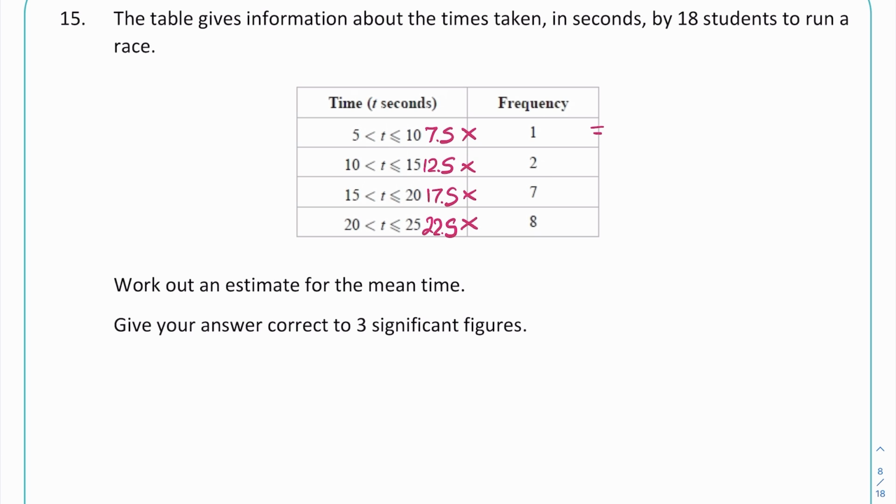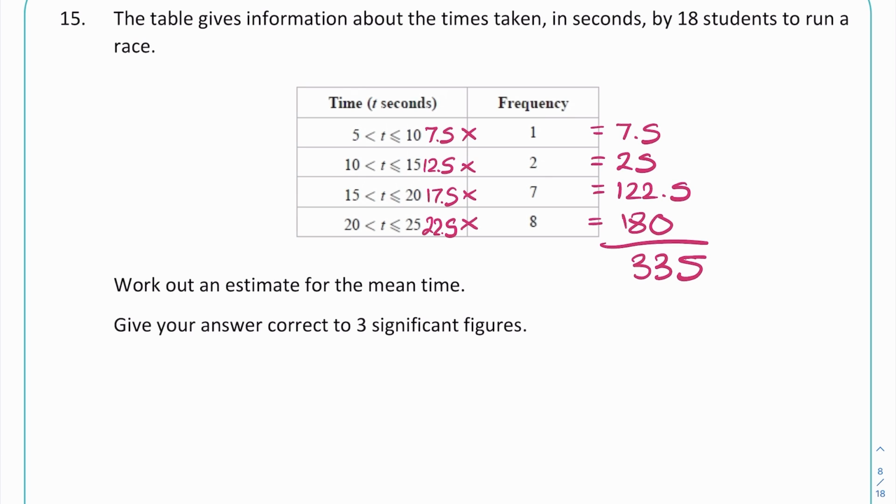We just need to do these on the calculator. So we'll work out all 4 of these. So 1 times 7.5 is 7.5. 2 times 12.5 is 25. 17.5 times 7 comes out as 122.5. And 8 times 22.5 comes out as 180. If we add these together, we'll have the total. So 180 plus 122.5 plus 25 plus 7.5, and that comes out as 335.